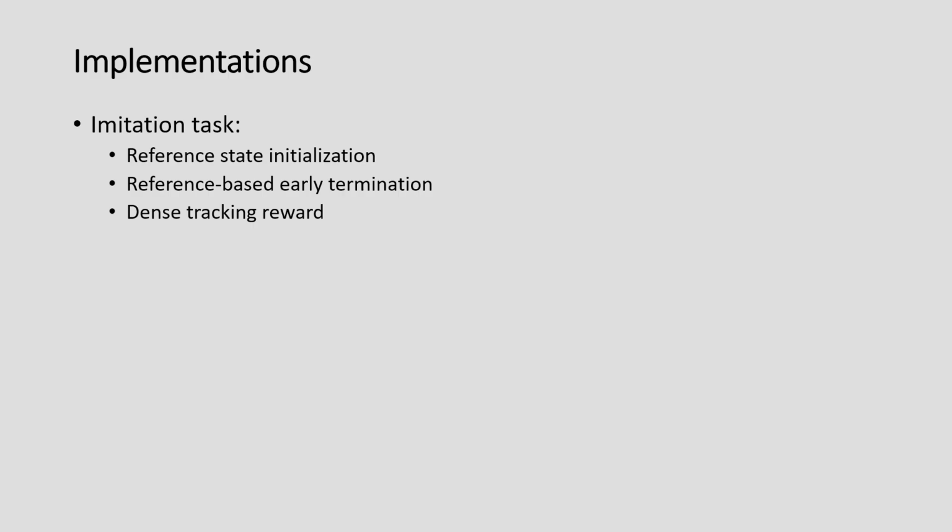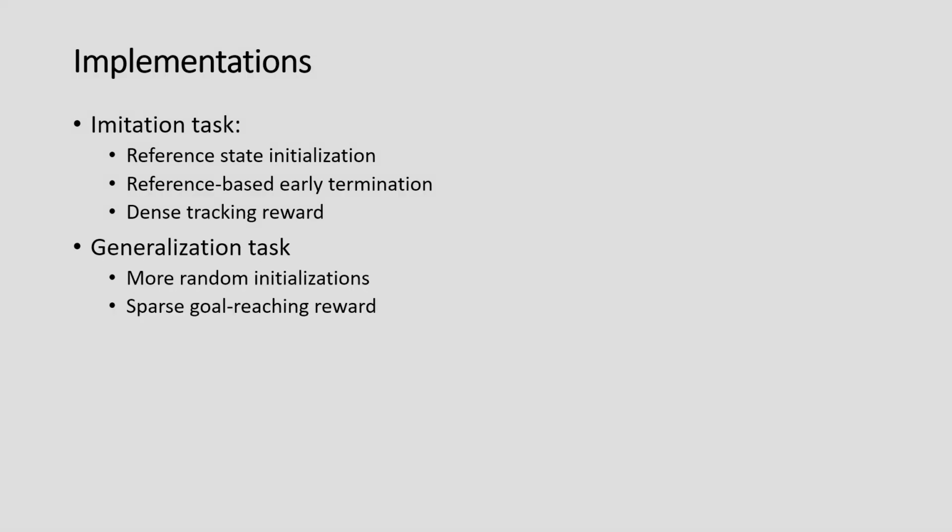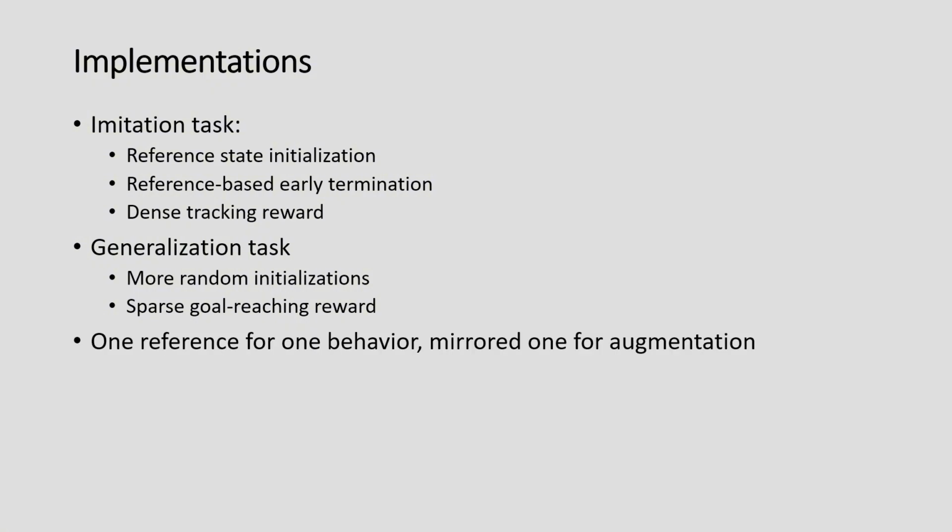For the imitation task, we use reference state initialization, early termination based on deviation, and dense tracking rewards. For the generalization task, we use more randomized initializations and sparse goal-reaching rewards. Each behavior is trained from a single reference motion, with mirrored augmentation.